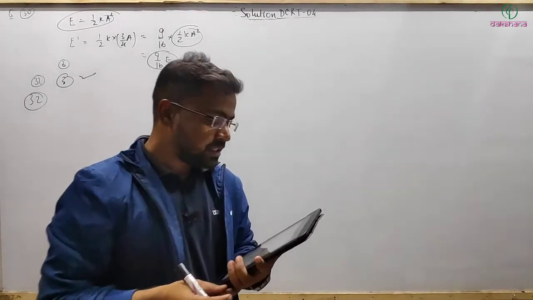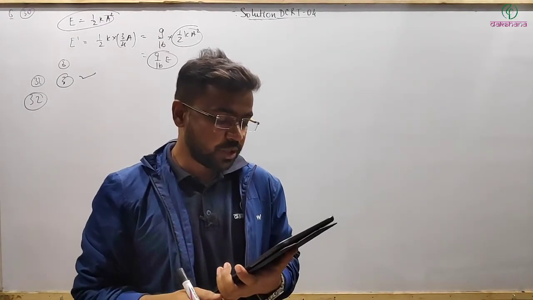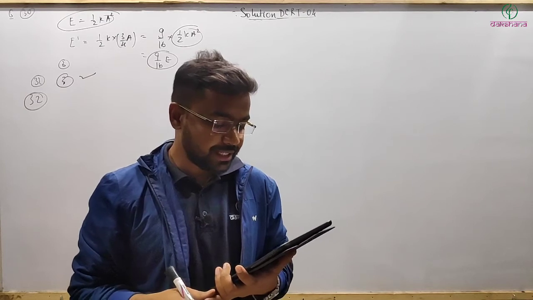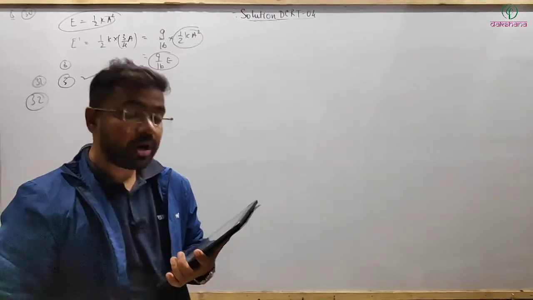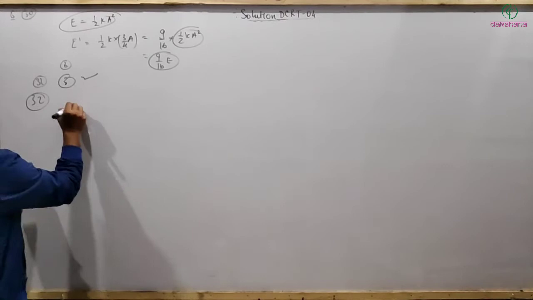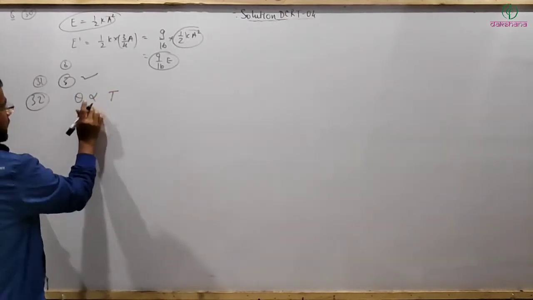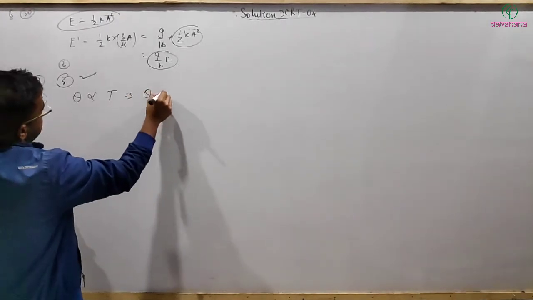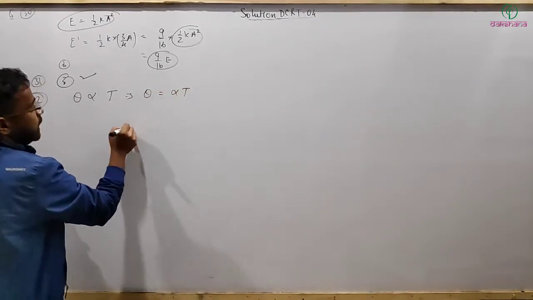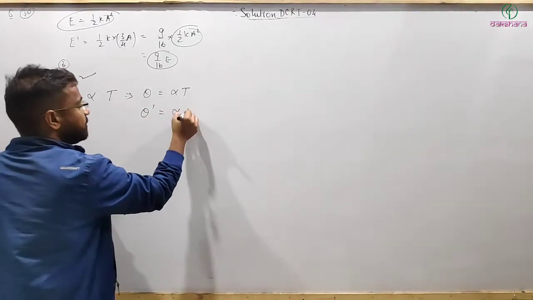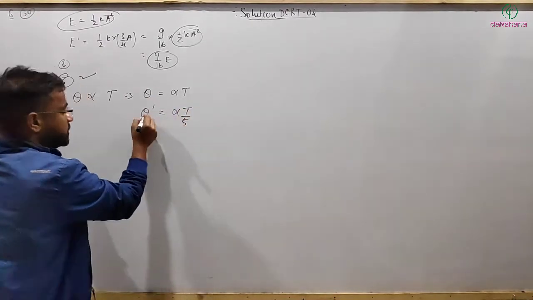A Carnot engine absorbs Q amount of heat from a reservoir at temperature T and rejects heat to a sink at temperature T/5. Amount of heat rejected. So here you must be remembering this: Q is directly proportional to temperature. So here, let's say the amount of heat absorbed can be written as alpha into T. Let's say heat rejected is Q prime, because it's at temperature T/5, so I can write alpha into T/5. This is the rejected heat.